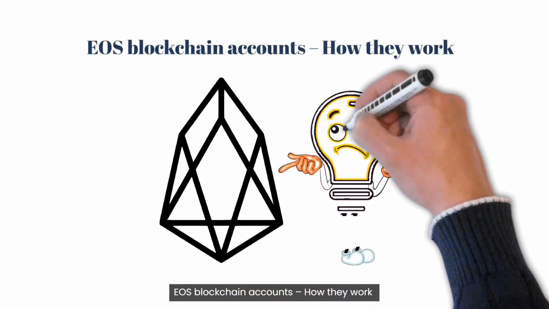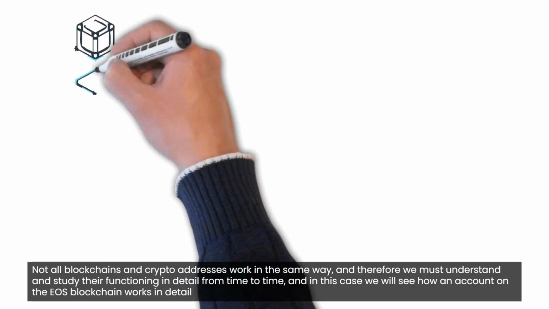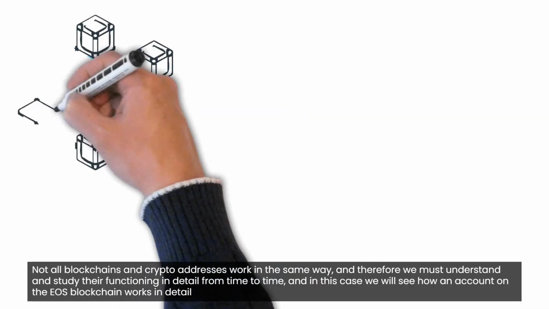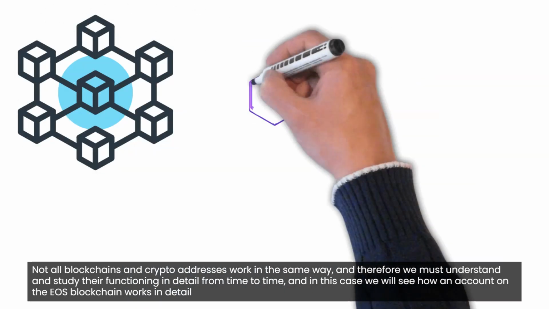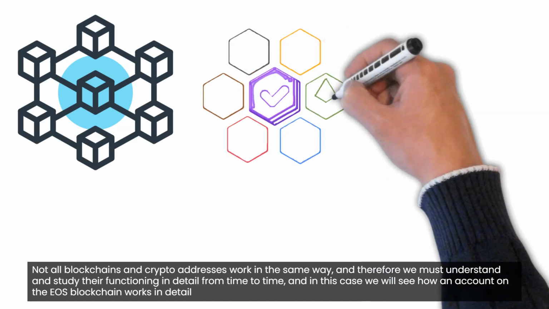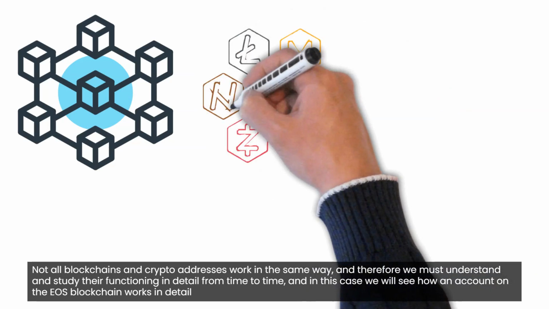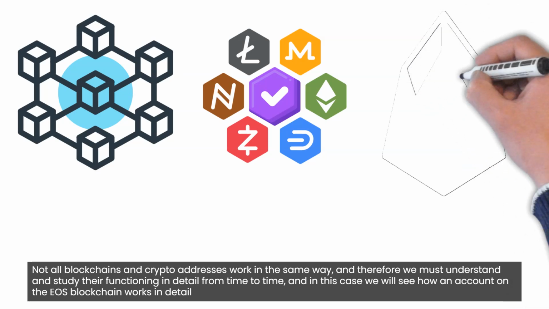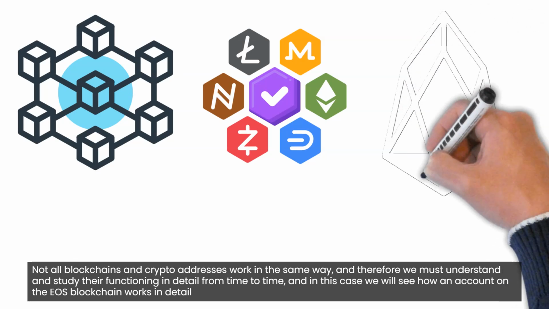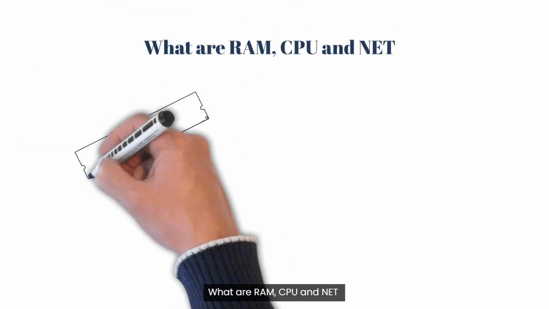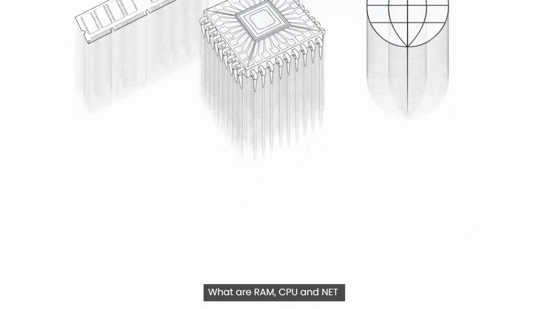EOS blockchain accounts, how they work. Not all blockchains and crypto addresses work in the same way, and therefore we must understand and study their functioning in detail from time to time, and in this case we will see how an account on the EOS blockchain works in detail. What are RAM, CPU, and net?